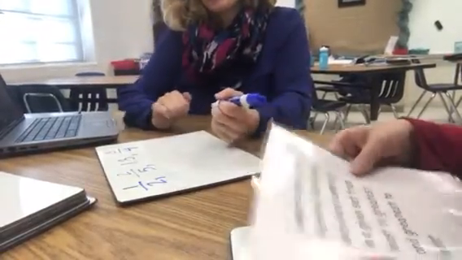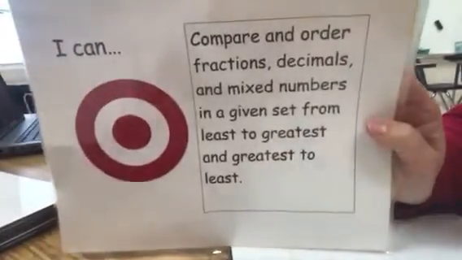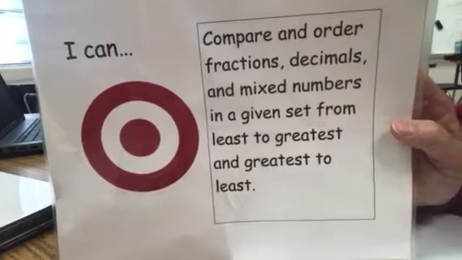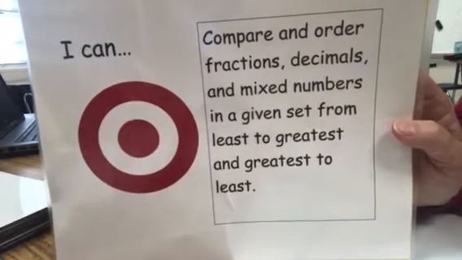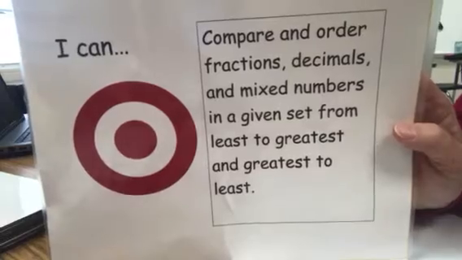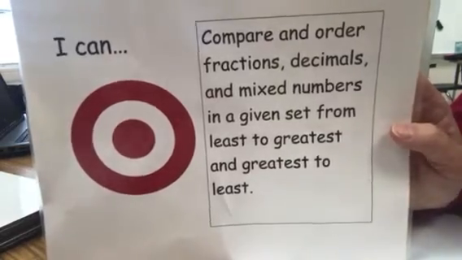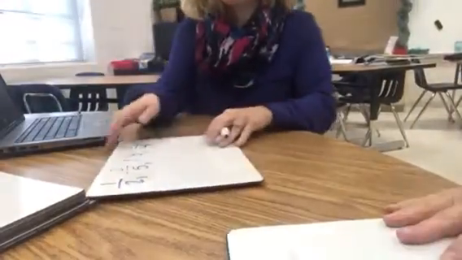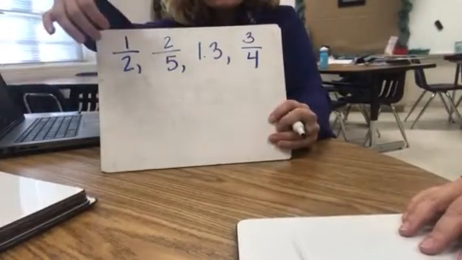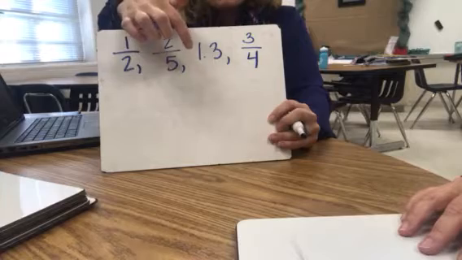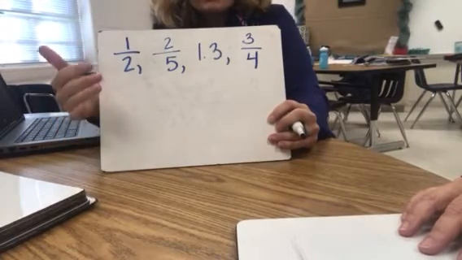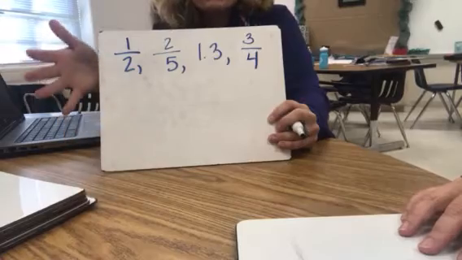Today what we're going to do is work on this I can statement. Today we are going to compare and order fractions, decimals, and mixed numbers in a given set from least to greatest or from greatest to least. All right, so we have one example here, and we have some fractions, and we also have a decimal here. I'm going to show you one strategy of how we can put these in order from least to greatest.